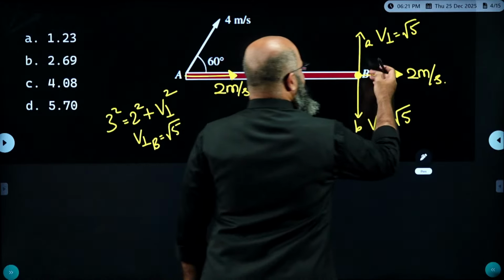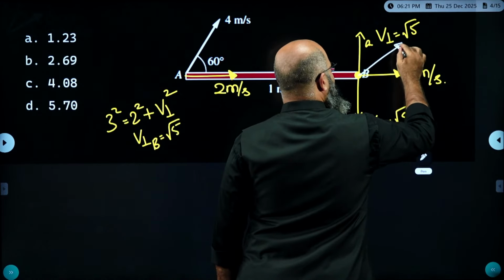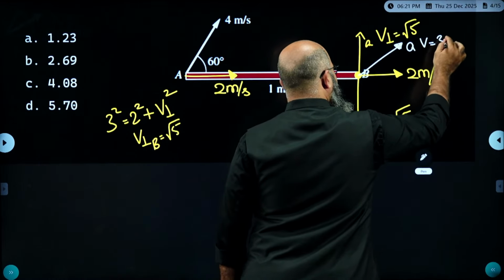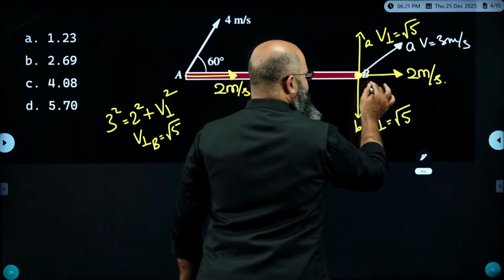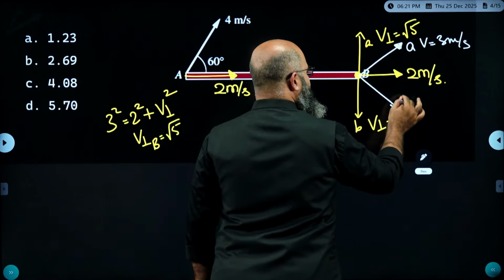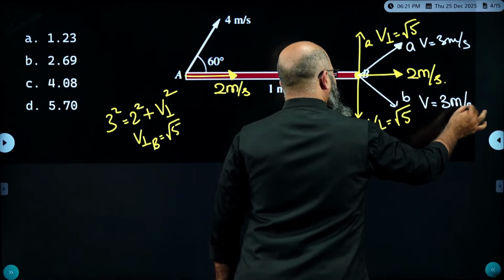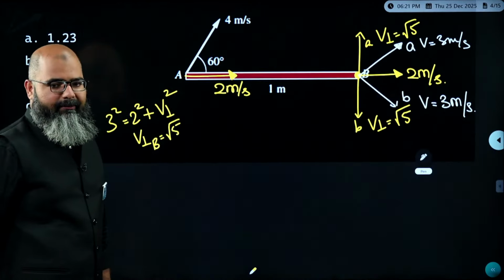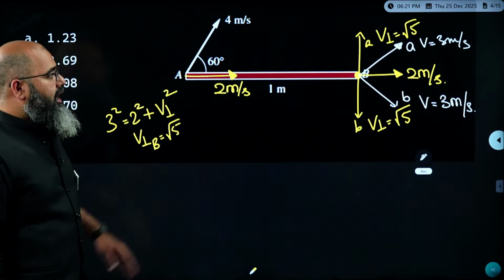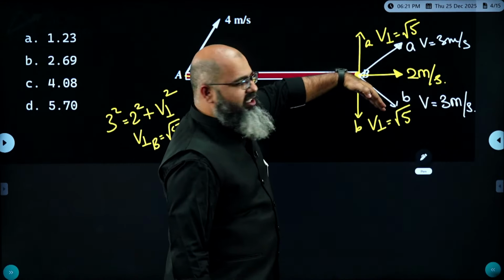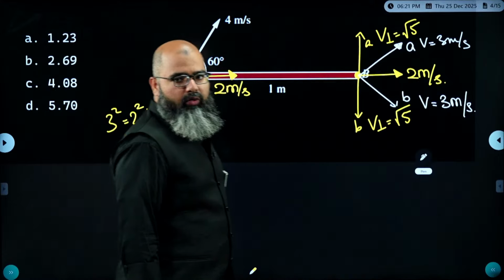In this particular case, my resultant velocity in A bit is 3 meter per second. In this case, my velocity will be over here, B bit, let us say. Please excuse my handwriting. I am not explaining over here, I am just taking some questions. So there are two possible directions of velocity over here: one this way, the other this way, first quadrant and fourth quadrant.